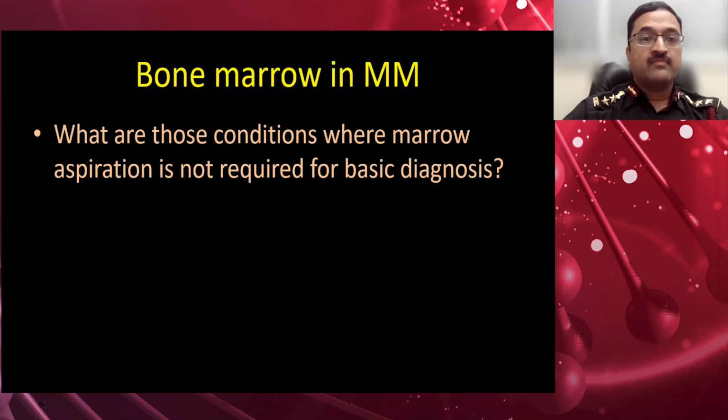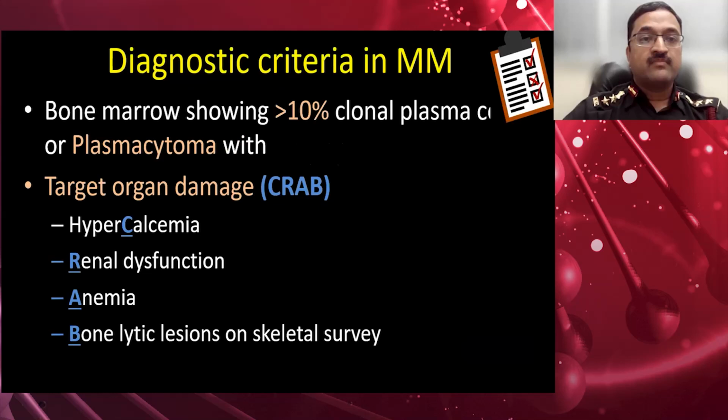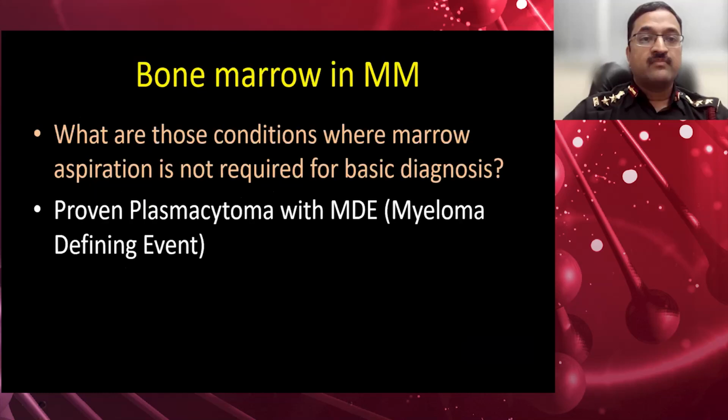Now, what are those conditions where marrow aspiration is not required for basic diagnosis? There are certain conditions wherein a patient has a proven plasmacytoma, where a tissue biopsy from any of the plasmacytomas shows more than 10% plasma cells, and the patient has associated CRAB or myeloma defining events. Then we don't require a bone marrow in those individuals. But we generally still suggest bone marrow in such individuals for getting the cytogenetics. So as a rule, all the students should remember that every patient of plasma cell dyscrasia or myeloma should be subjected to a marrow.